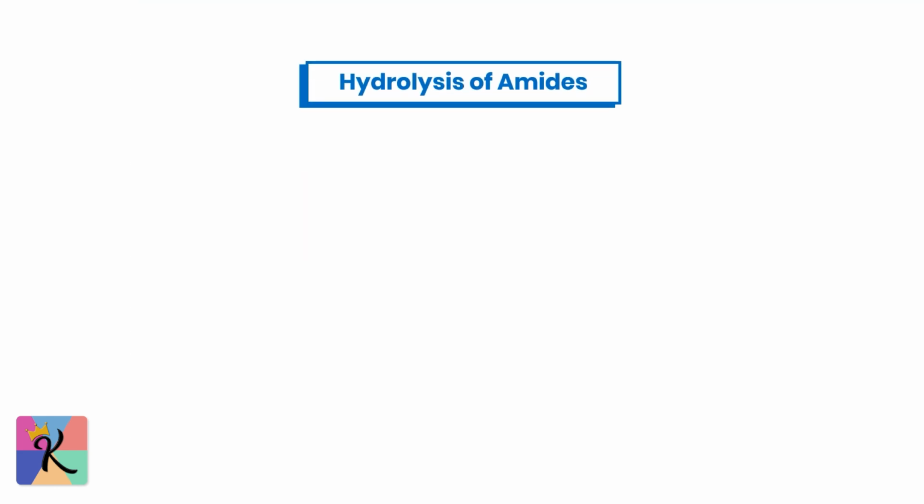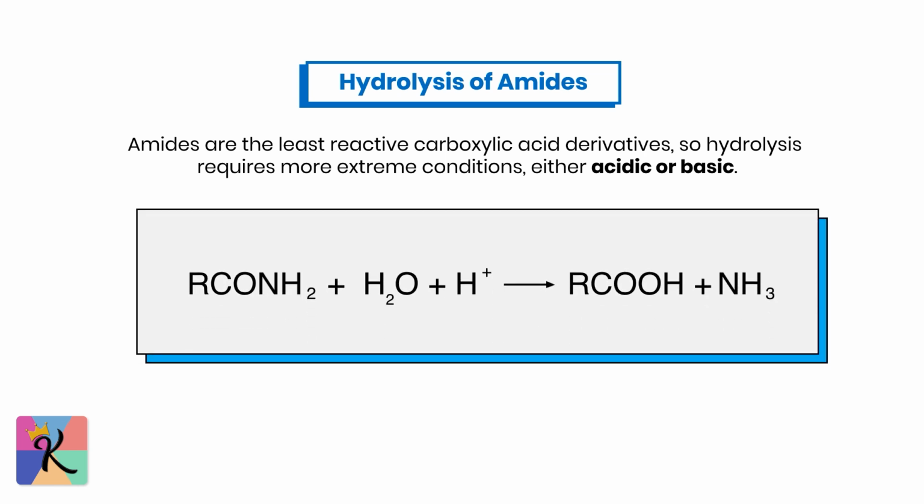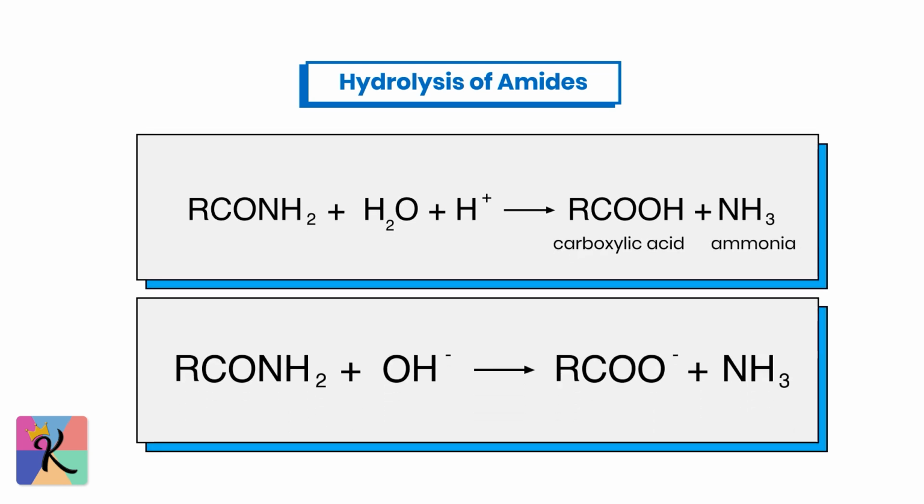Finally, let's look at amide hydrolysis. Amides are the least reactive carboxylic acid derivatives, so hydrolysis requires more extreme conditions, either acidic or basic. In acidic conditions, the carbonyl oxygen is protonated, making the carbonyl carbon more electrophilic and susceptible to nucleophilic attack by water. The products are a carboxylic acid and ammonia. Under basic conditions, a hydroxide ion directly attacks the carbonyl carbon. Instead of forming a carboxylic acid, you get a carboxylate ion.